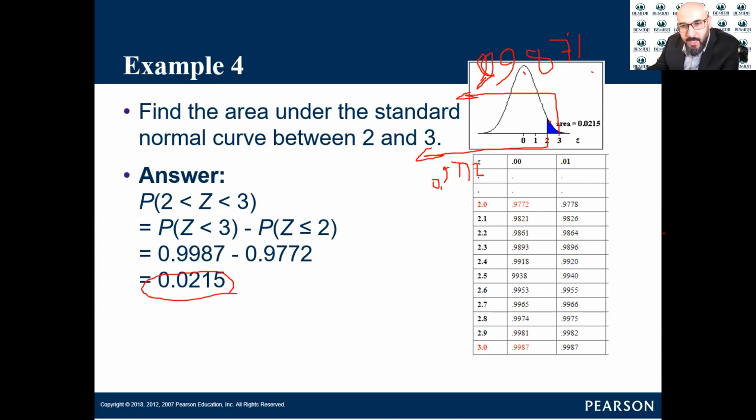That will give you 0.0215. Again, what we did: we're trying to find the area between 2 and 3. You go to the z table and find the area under the curve for 2, which is 97.72. You go to the other value, 3, which is 99.87, and now you subtract them from each other to find the area to be 2.15%. So only 2% of the data is located between 2 standard deviations and 3 standard deviations.